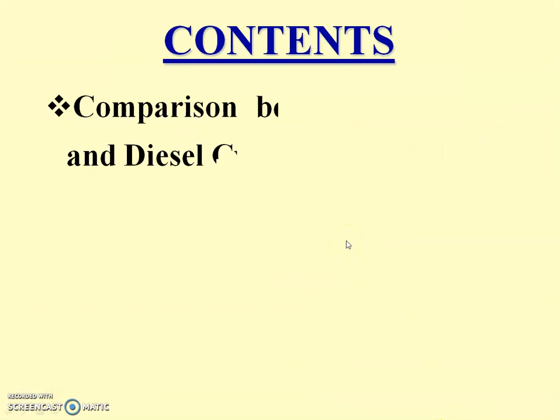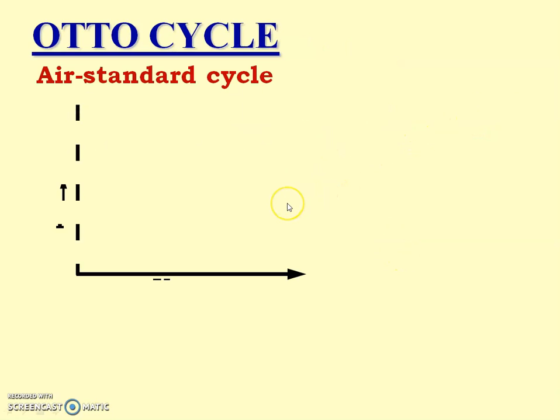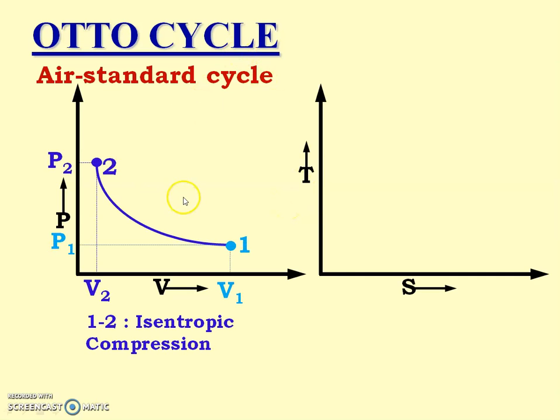The topic included in today's lecture is comparison between Otto and diesel cycle. So let us draw the PV diagram for the Otto cycle.